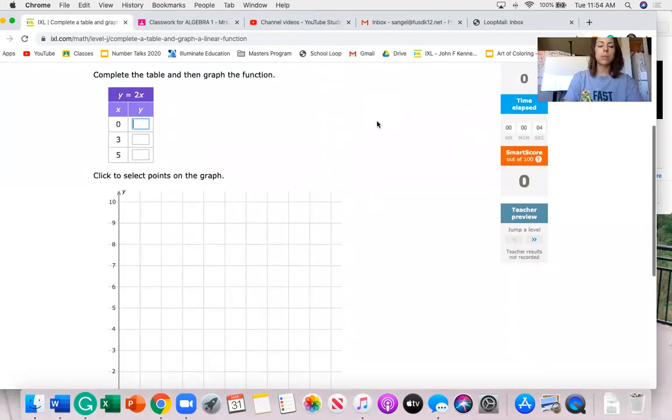So here's a possible example. You're going to be given a function with y and x. You're going to be asked to input values of x into the function to output values of y. Now, while you're doing this, it is helpful to have a piece of paper out in front of you so that you can actually show your work and keep your work organized.